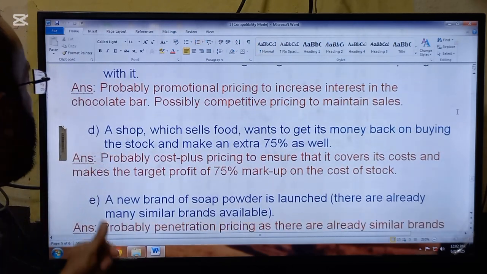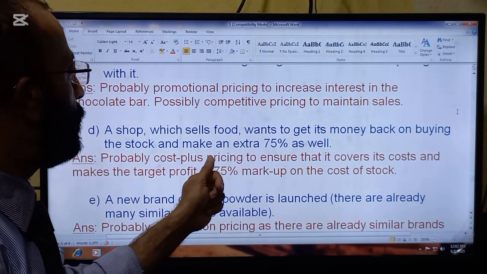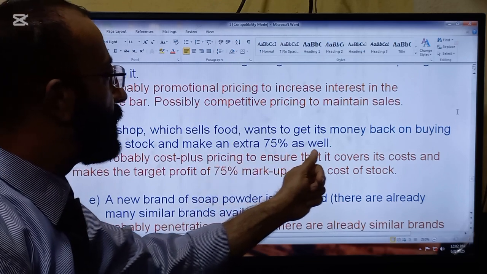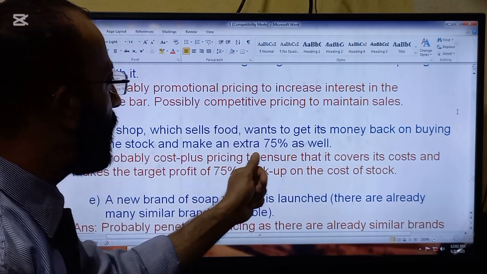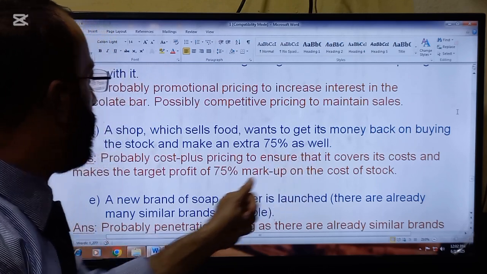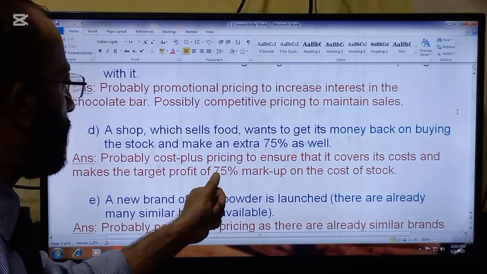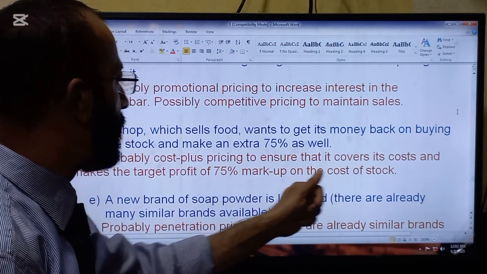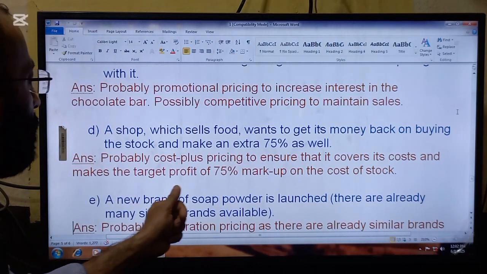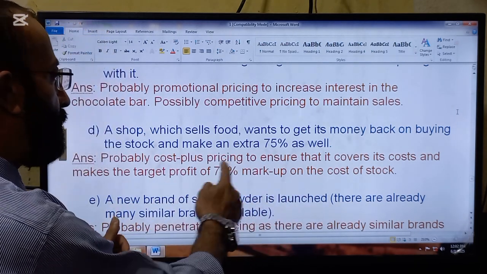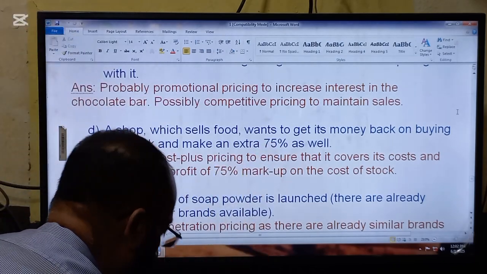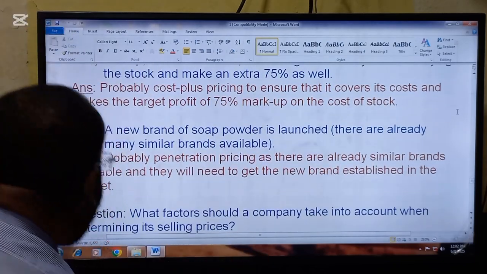Next case is a shop which sells foods and wants to get its money back on buying the stock and make an extra 75% as well. So probably cost plus pricing to ensure that it covers its cost and makes the target profit of 75%. So markup on the cost. So cost plus pricing is the method for this kind of case.